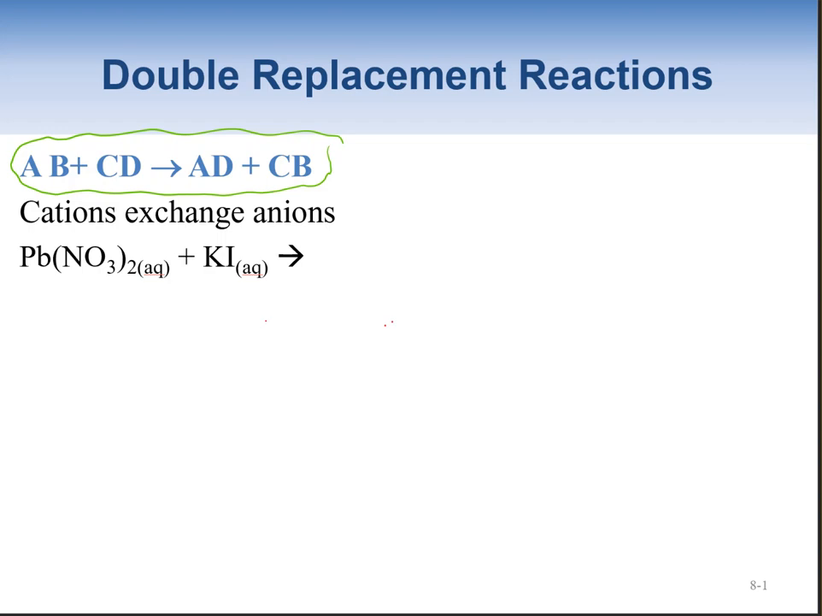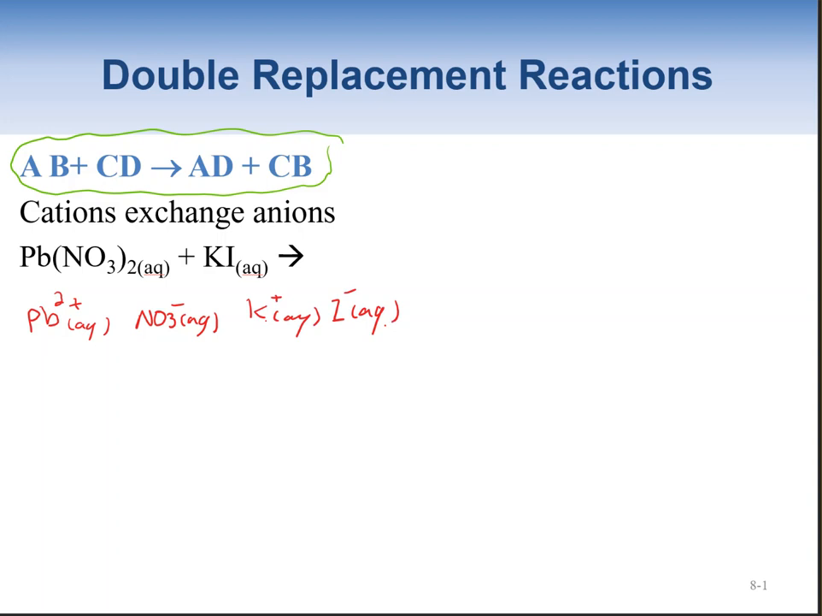In the aqueous solution of lead-2 nitrate and potassium iodide, we expect ions. So, let's write the ions we expect from these solutions. In the solution of lead-2 nitrate, we would expect lead-2 ions and nitrate ions. In the potassium iodide solution, we expect potassium ions and iodide ions.